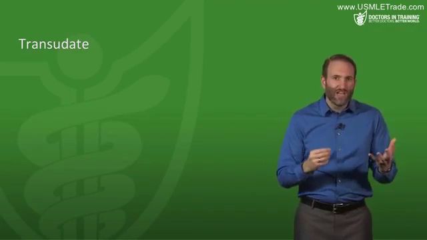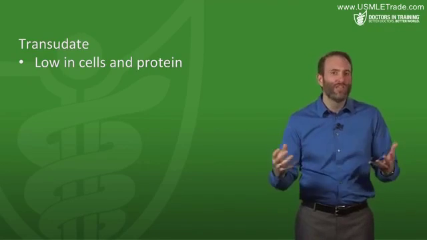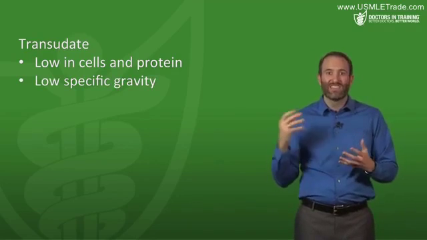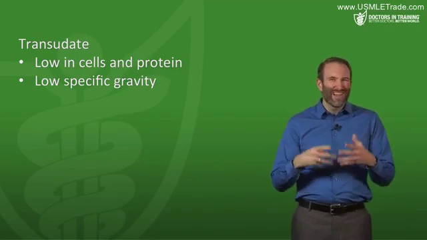So think about transudate as being mostly water. It doesn't have a lot of cells in it. It doesn't have a lot of protein in it, and has a low specific gravity. And because it doesn't have a lot of stuff in it, think of it as being maybe transparent. You can see through it because there's not a lot in the way.